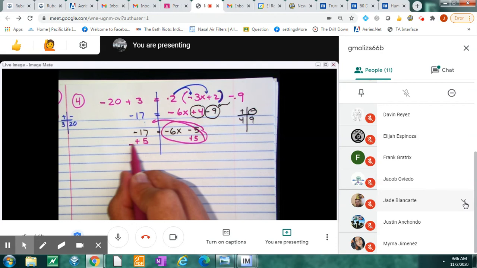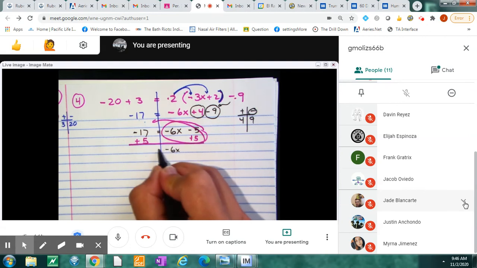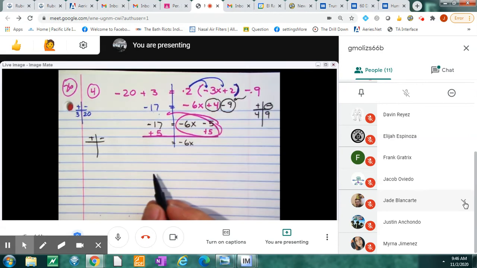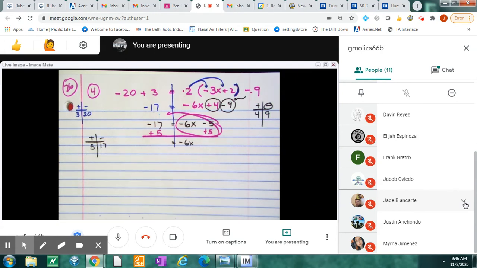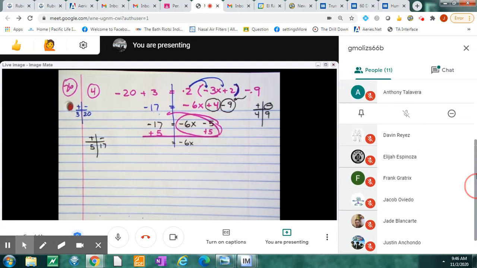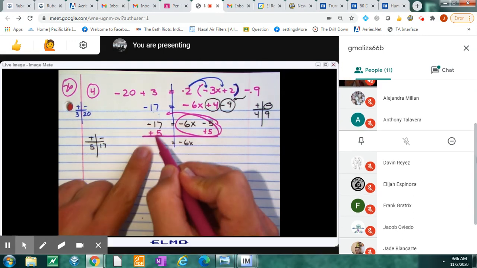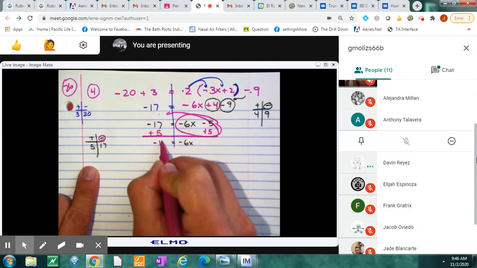So then I'm going to draw the line. So that brings me with what? Negative 6x equals, and then here, let's do the T-chart again, okay? Because once we're done with multiplication, we don't do multiplication again. All right, we're done with that. So negative 17 plus 5, and what's my answer there? Davin? Negative 12. Good.